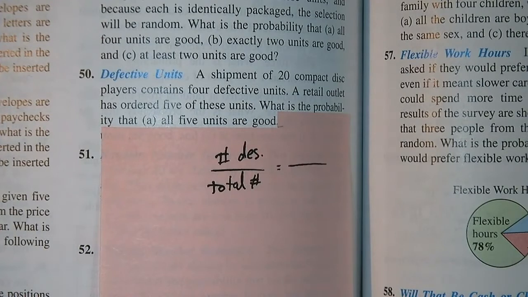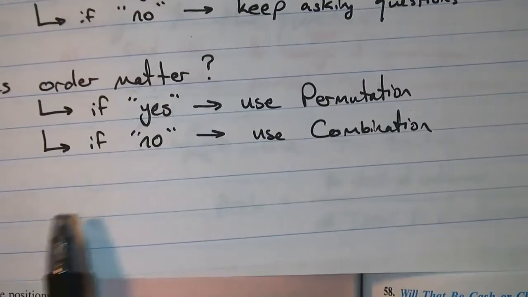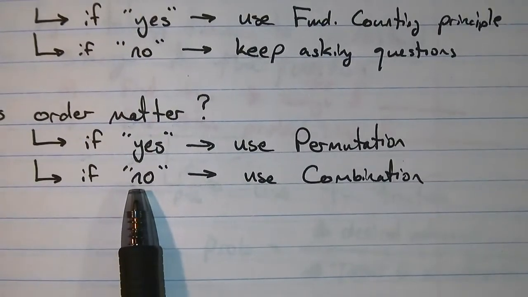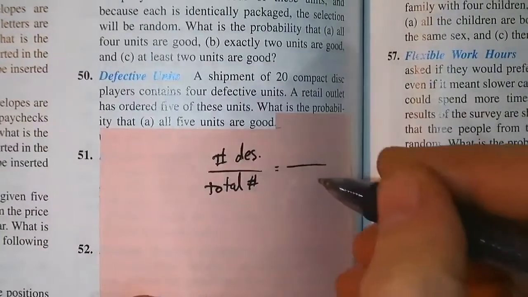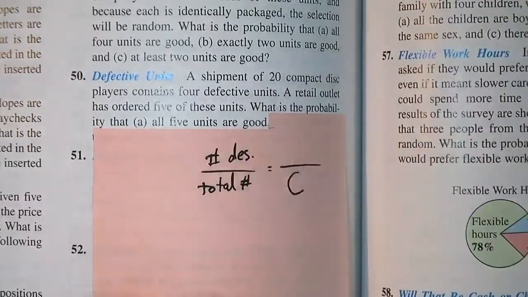I don't think it does. Bottom line, all I care about is whether or not it's broken or not. So I think this is a situation where order does not matter. So according to my little questions here, if order does not matter, I'm going to use a combination. So in the bottom of my fraction, I've now decided I'm using a combination.